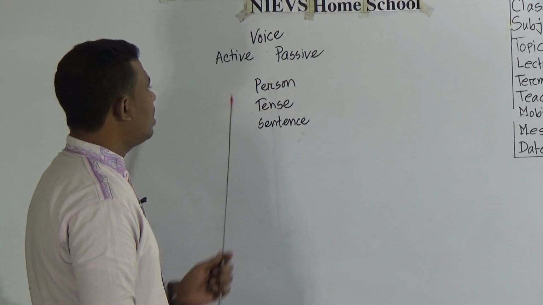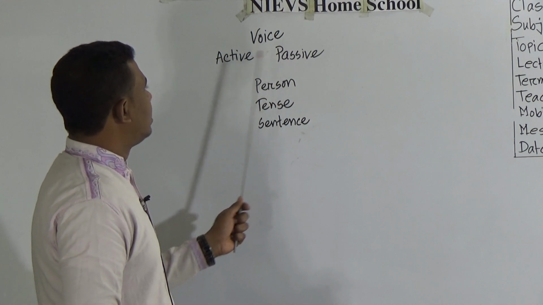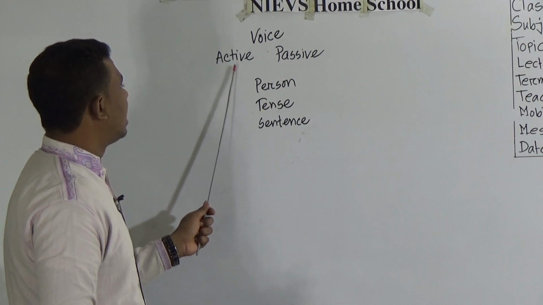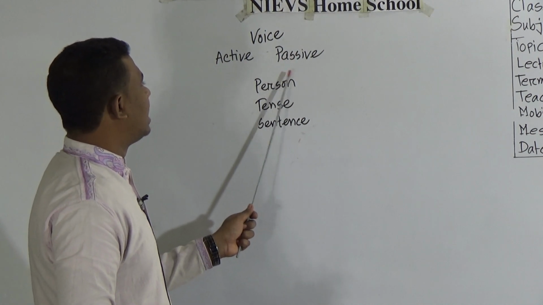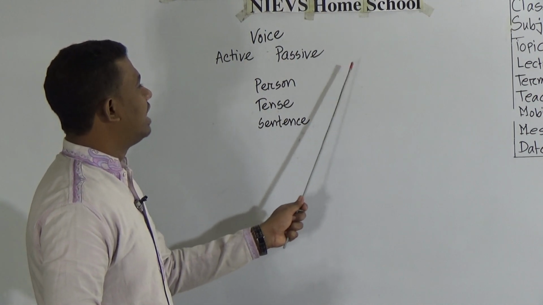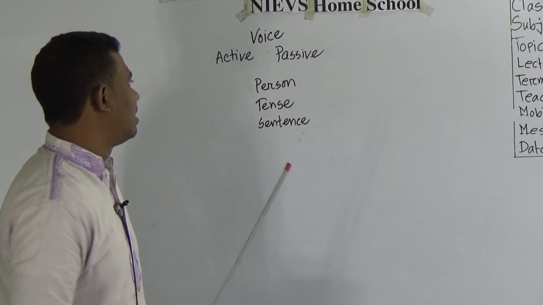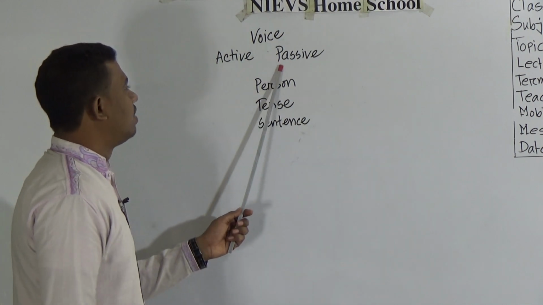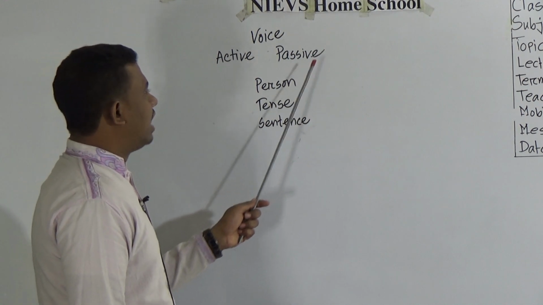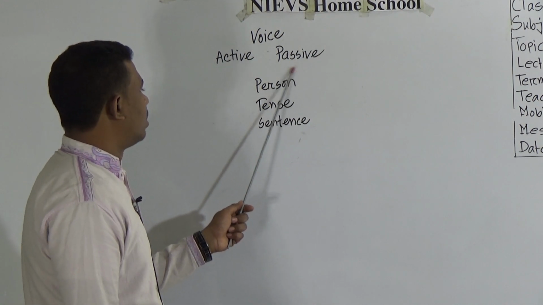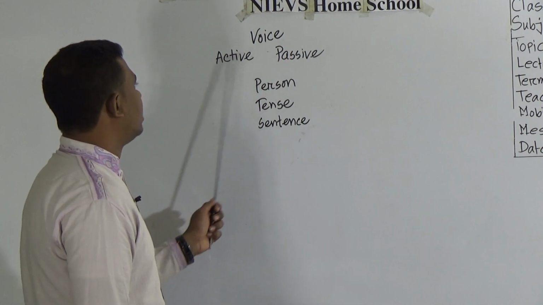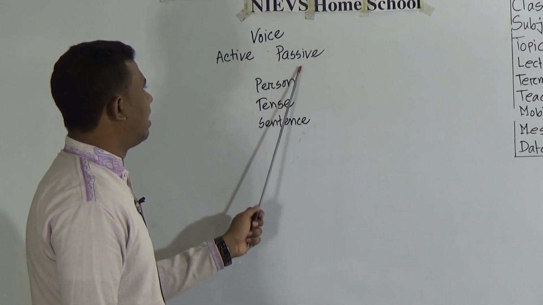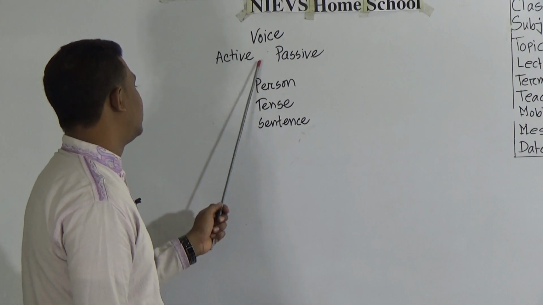Okay, such as if in active I say, I eat rice, then in passive it would be, rice is eaten by me. Rice is eaten by me. By this you can know that the object plays the vital role. Okay, this is the basic difference between active and passive sentences of this voice.